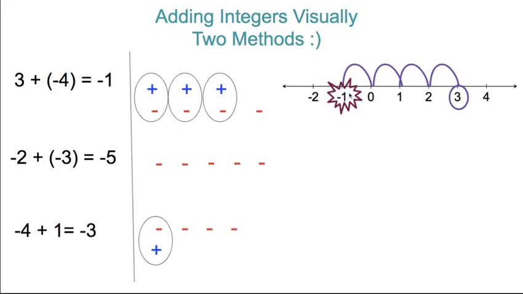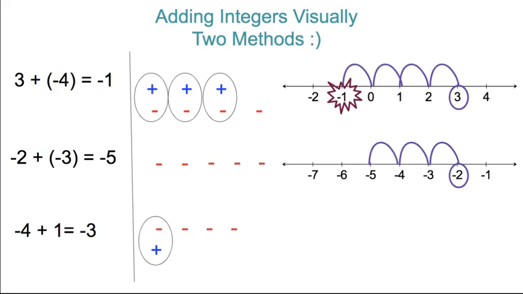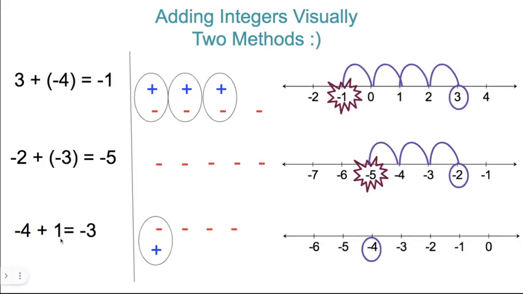Let's look at another number line. This time I'm going to start with negative 2. Okay, so here's my negative 2, and I'm also going to go back, because it's a negative, I'm going to go back this time 3. 1, 2, and 3. And this time I end up at negative 5. So the sum of negative 2 and negative 3 is negative 5. The last one, I'm going to start at a negative 4, but this time I don't have a negative, I have a positive. So I'm going to go ahead 1. And I end up at negative 3.